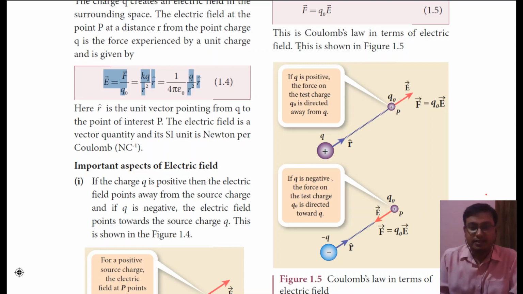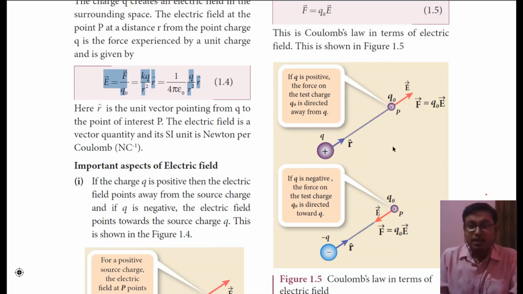In the second last year, a question came for 3 marks: derive Coulomb's law in accordance with electric field. Or this question may also be asked for 1 mark, like write Coulomb's law in terms of electric field, and in the options there may be 4 different equations and you have to choose the correct option, that is F is equal to Q naught into E.